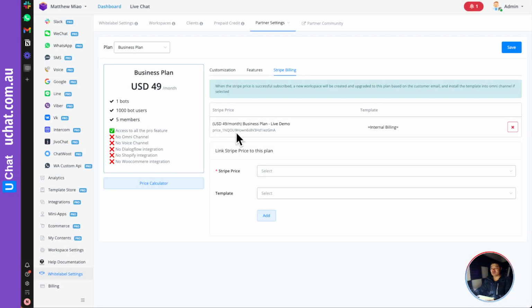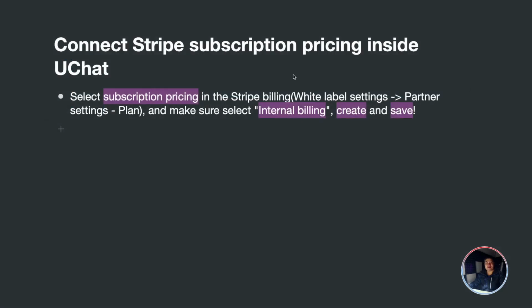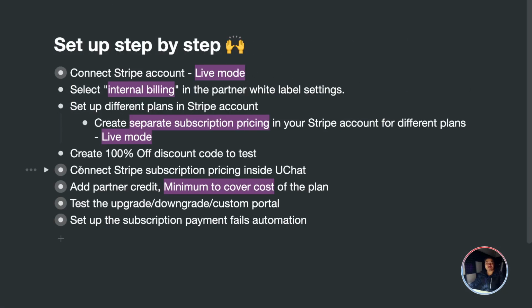So basically you do the same for the other 3 different plans. For example, Business Lite, I also connect with $79 per month and connect with internal billing. For the Business Large, I am selling $199 per month, and I also connect with internal billing, and I save that. So that is the step where you connect your Stripe subscription inside of UChat.